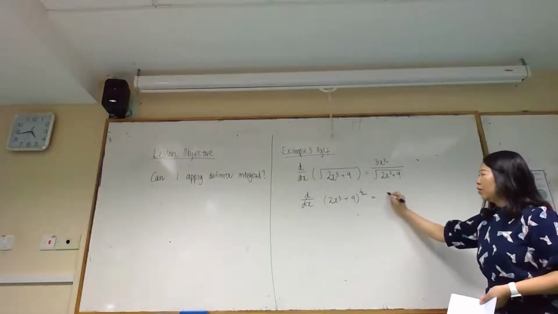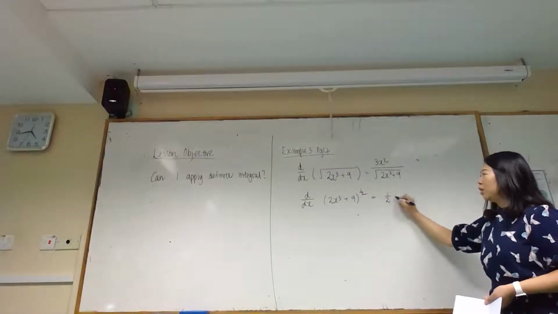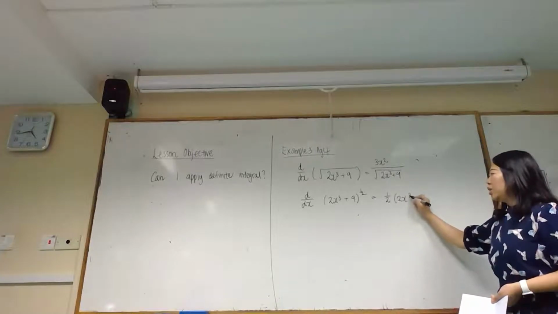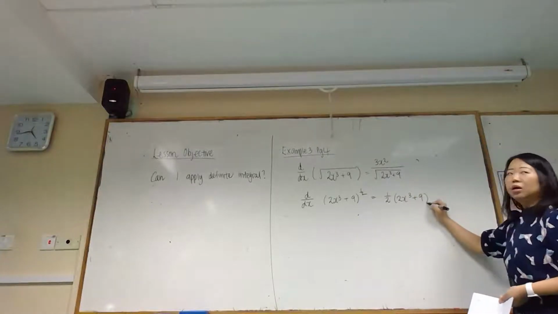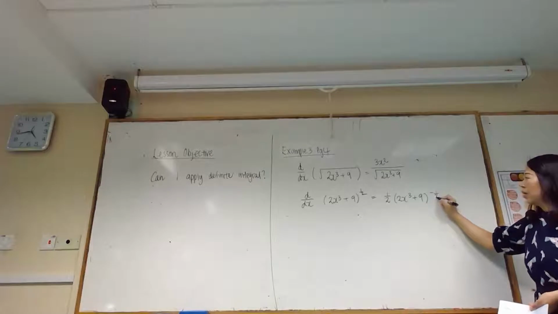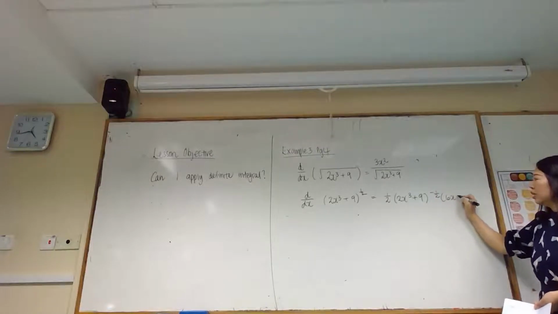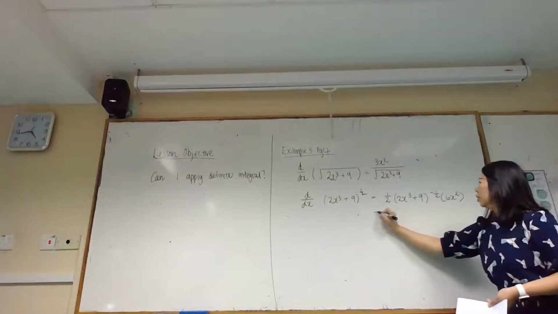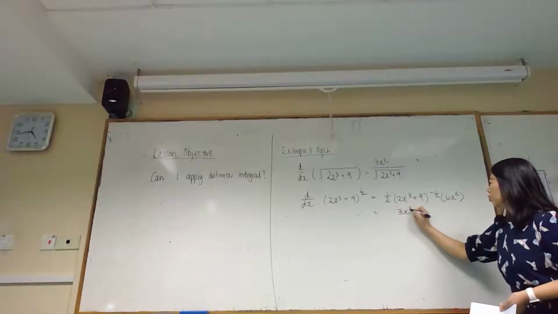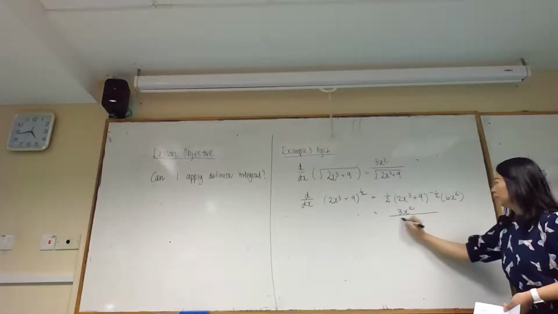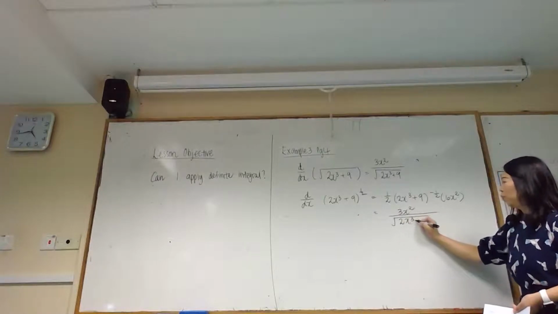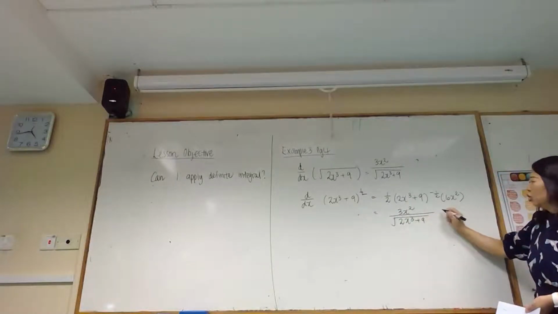Okay? So let's bring down the power. This is about applying the chain rule. Bring down the power, reduce the term by 1, differentiate the inside. So this gives me 3x squared over root of 2x cubed plus 9. So, shown.